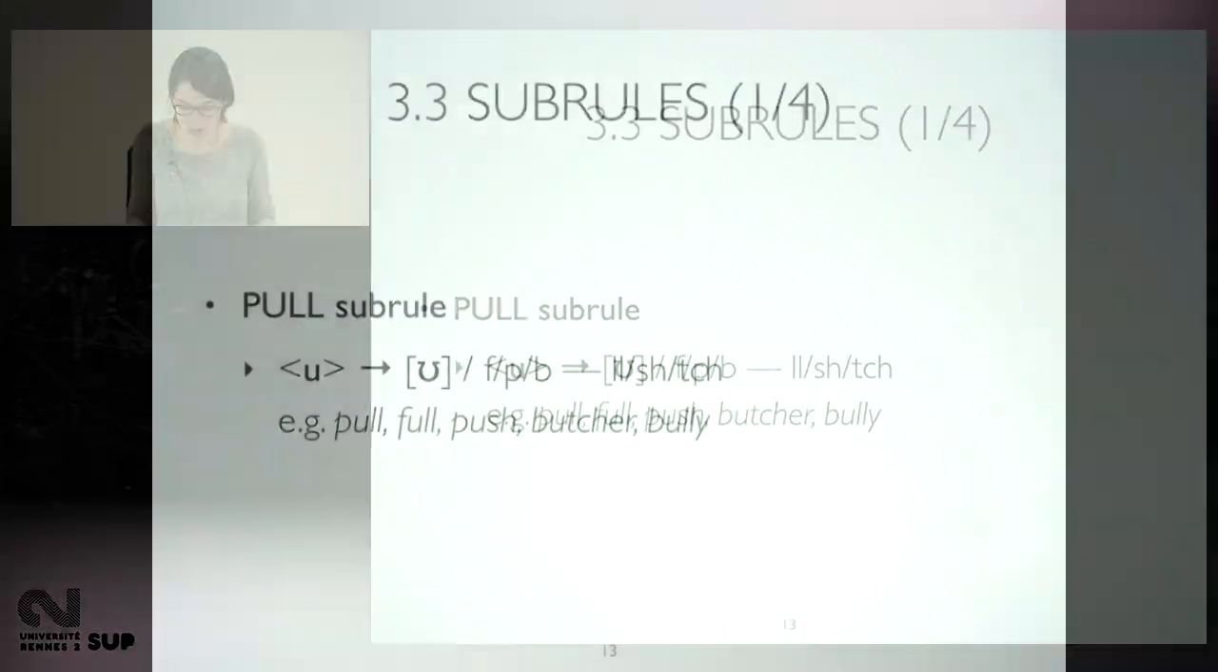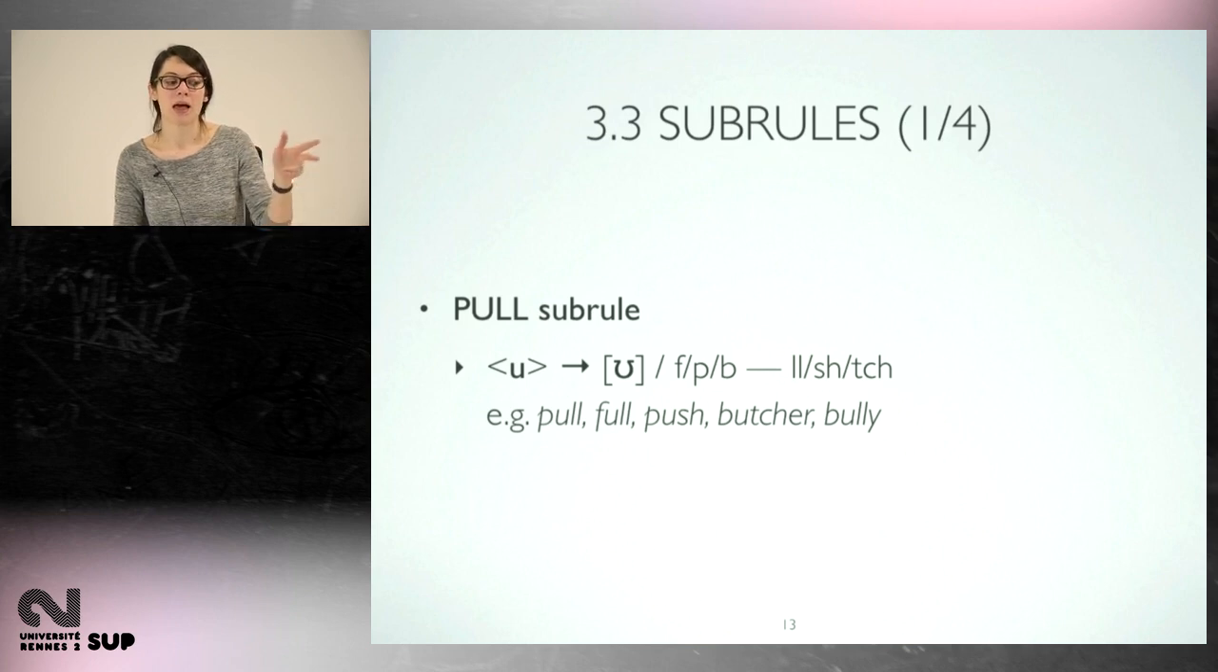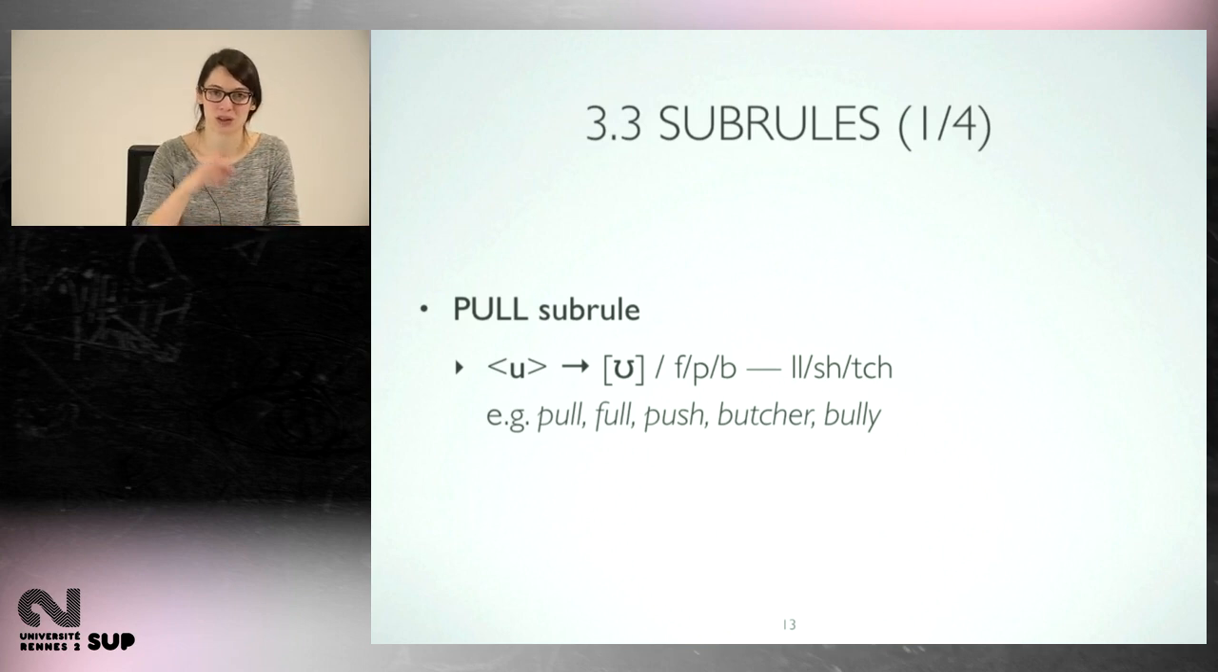whose basic checked value is A, remember, okay? Well, this U vowel is going to be realized as U, okay, as a short U, when it's preceded by F, P, B, and followed by double L, SH, or TCH, okay? That's what the rule that you have on the screen here means.